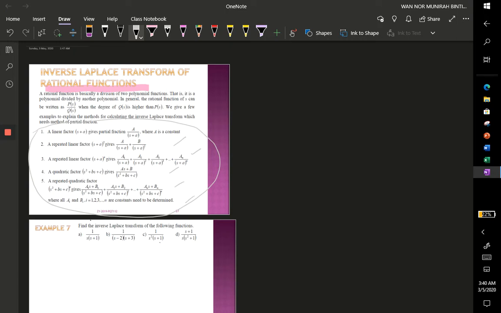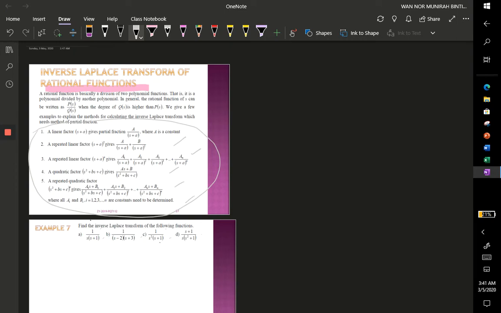So now in inverse of Laplace transform by using partial fraction, of course, the first thing is you must have a fraction or rational function, your numerator and denominator in the form of polynomial, and then we want to form a simpler function by using partial fraction.